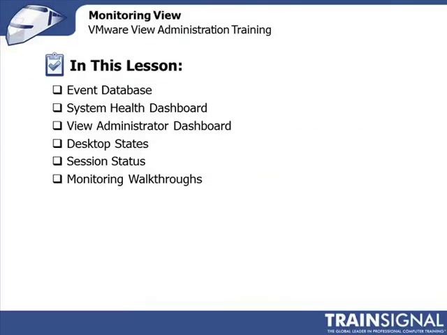This time we're going to discuss the event database, where we can store events that occur within our View infrastructure. We'll talk about the System Health Dashboard and the View Administrator Dashboard that'll give us a lot of great information about the current status of different components within the View infrastructure. We'll talk about the different states that desktops can be in, and we'll talk about session status and how to monitor the user's connections. And finally, we'll do some walkthroughs of these different components and what they look like in a live environment. So let's jump in.